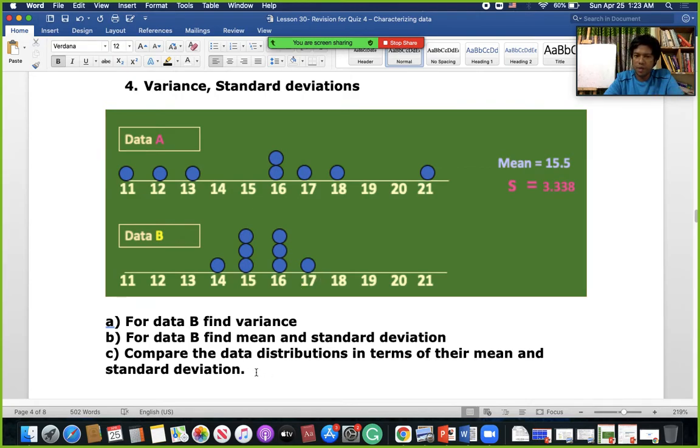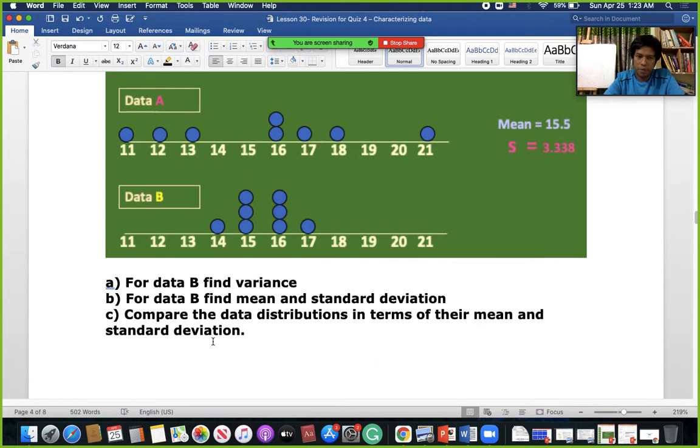actually find out the variance, standard deviations, etc. Then compare the distributions in terms of their mean and standard deviations, like which one is better, which one is lower. That kind of analysis you can use here. Okay, so this is what you will do for this question.